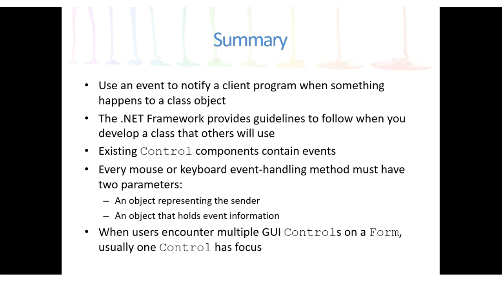In this lesson, you learn that you use an event to notify a client program when something happens to a class object. The .NET framework provides the guidelines to follow when you develop a class that others will use. It's already built in. We use the existing control components to contain events. Every mouse or keyboard event handling method must have two parameters: who sent it and what was the interaction. So that's why we name it as the object_event.